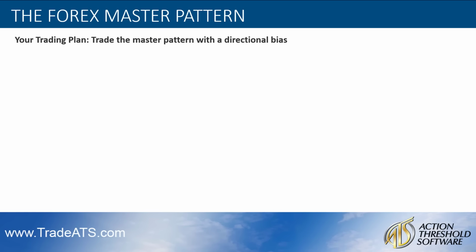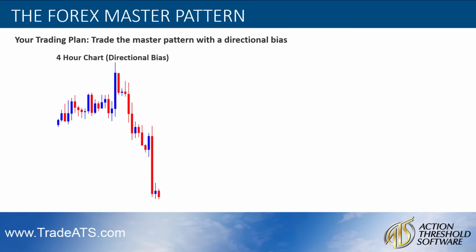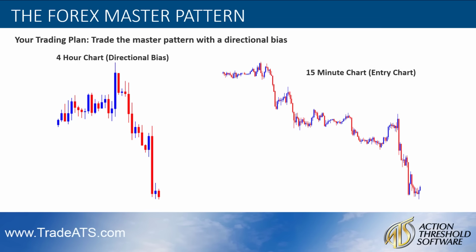So what we're going to do is we're going to drop in a 4-hour chart, and this is going to be called our directional bias. This is the chart that we're going to use as our larger time frame of a 2-chart setup to form our directional bias, which means that this chart's going to define whether we are looking for buying opportunities or looking for sell opportunities. We're going to pair that with, in this illustration, a 15-minute chart, and that's going to be our entry chart.